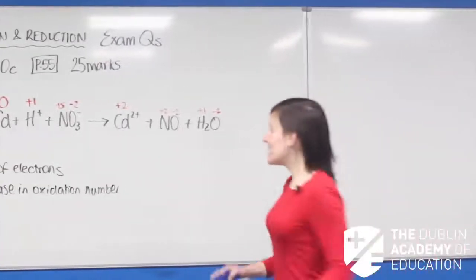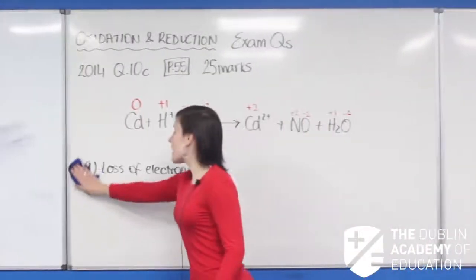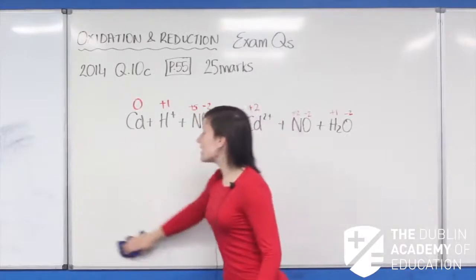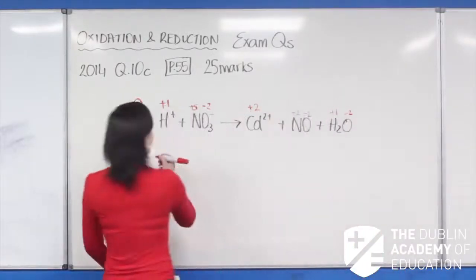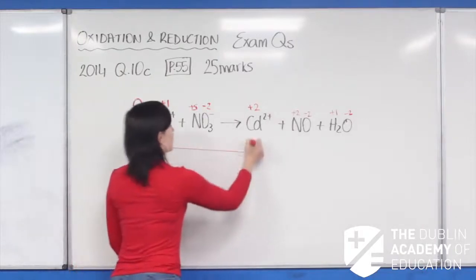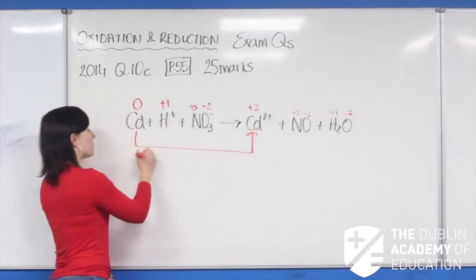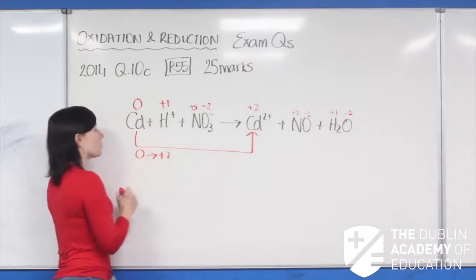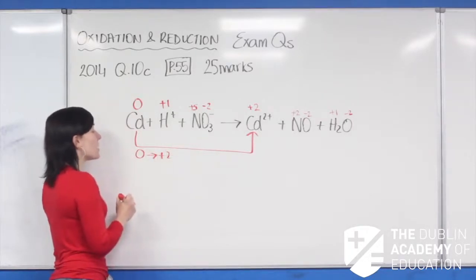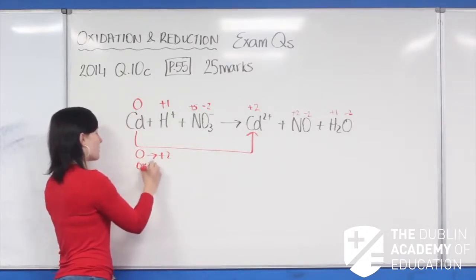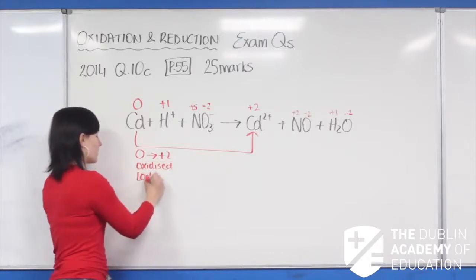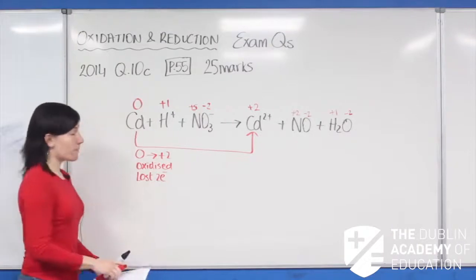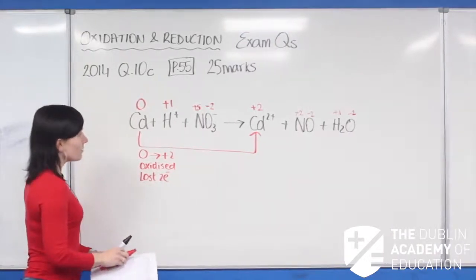So we want to identify what has changed during this reaction, what has increased in oxidation number and what has decreased in oxidation number. So we see straight away that our cadmium has gone from 0 to +2, okay? 0 to +2, therefore this has been oxidized, okay? We have lost 2 electrons, okay? Lost 2 electrons. What else has changed?